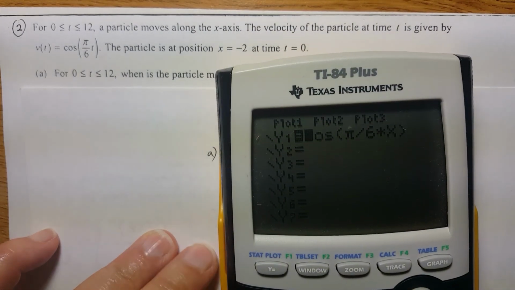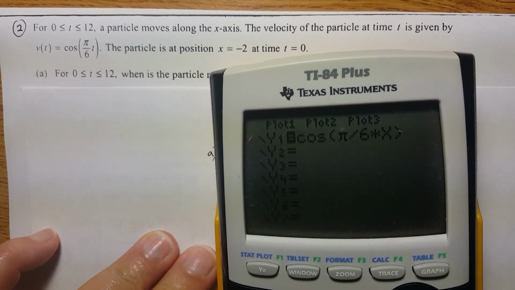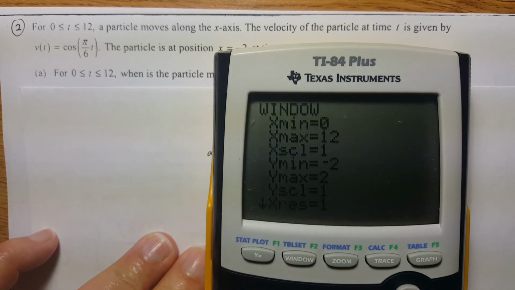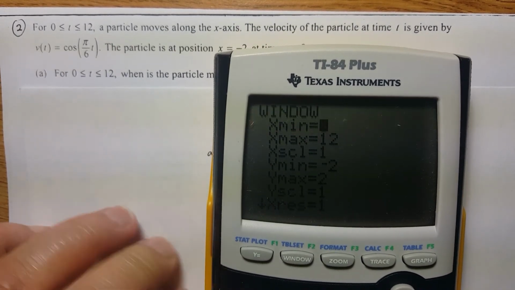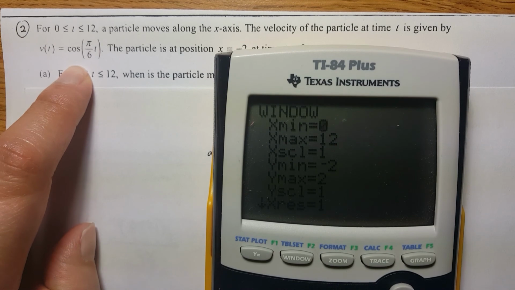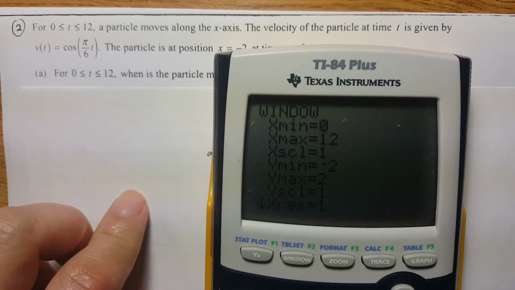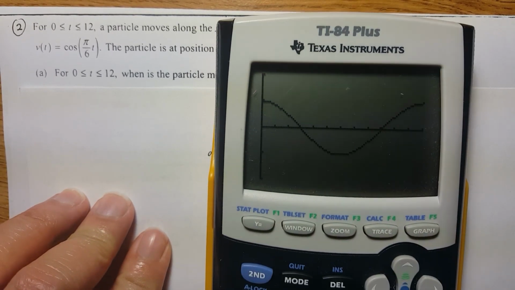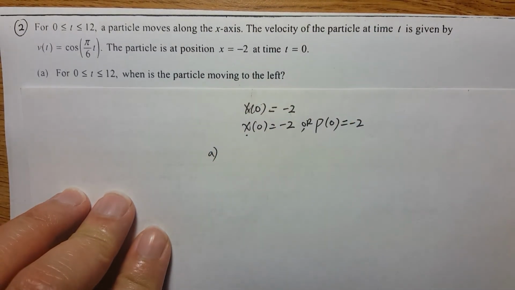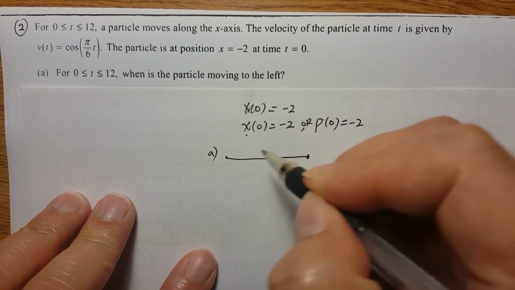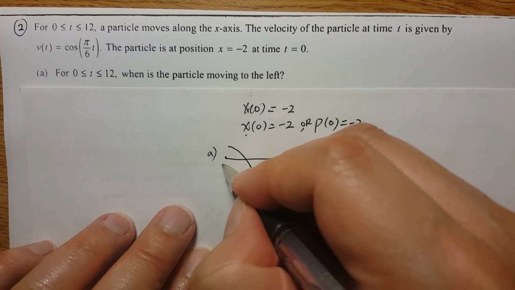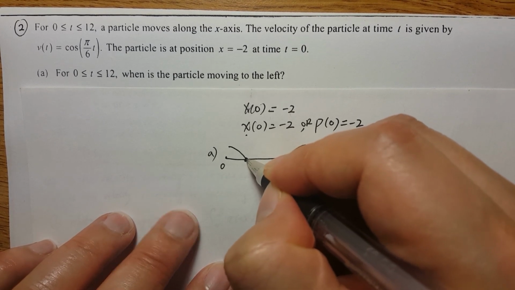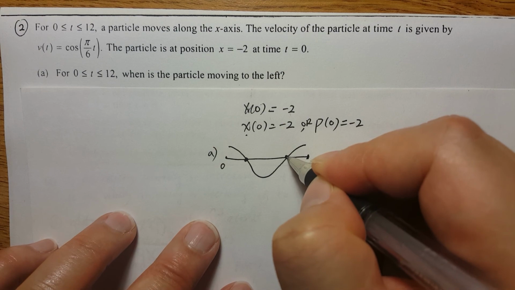So now I type in cosine of pi divided by 6 times x, and then I make my window 0 to 12, and I set my y min and my y max from -2 to 2, because for this function the biggest value is 1 and the smallest value is -1. So now we're going to graph it. This is the graph of the velocity function. Okay, so I'm going to copy it over here so you can see it better. From 0 to 12, at this point over here, the particle stops. At this point over here, the particle also stops.